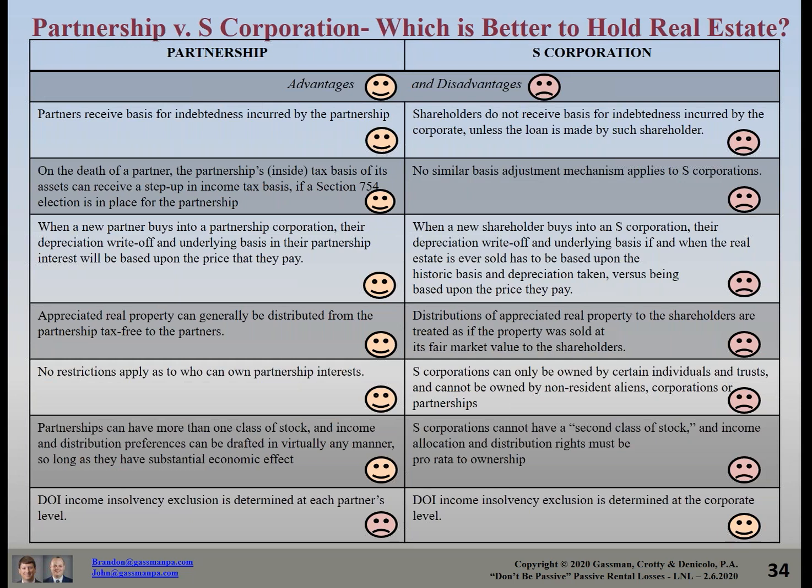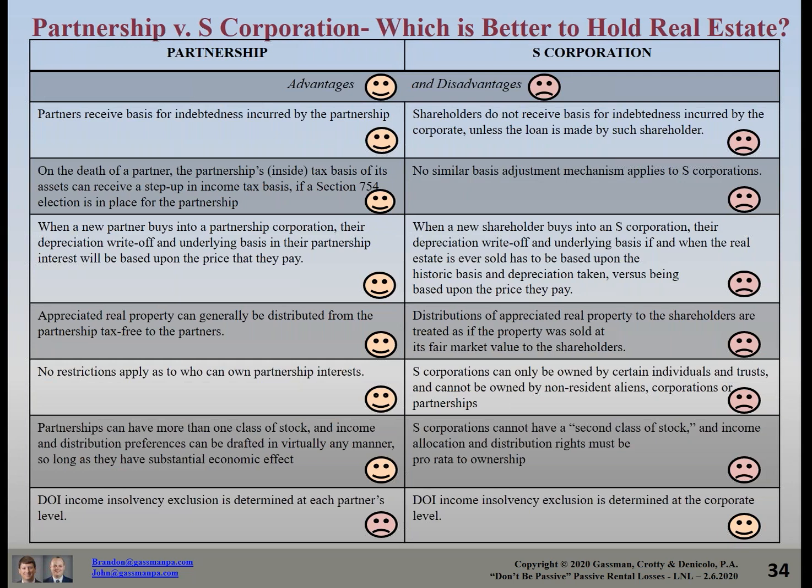S corporations, as everyone knows, have certain restrictions on ownership. You have to have fewer than 100 shareholders. They can only be individuals or trusts that make certain elections. You can't have it owned by non-resident aliens, a corporation, or another partnership. There was a nice provision added as part of the Tax Cuts and Jobs Act that allows an ESBT that has a non-resident alien beneficiary to be a permissible shareholder of an S corporation, but that non-resident alien can't own it individually.